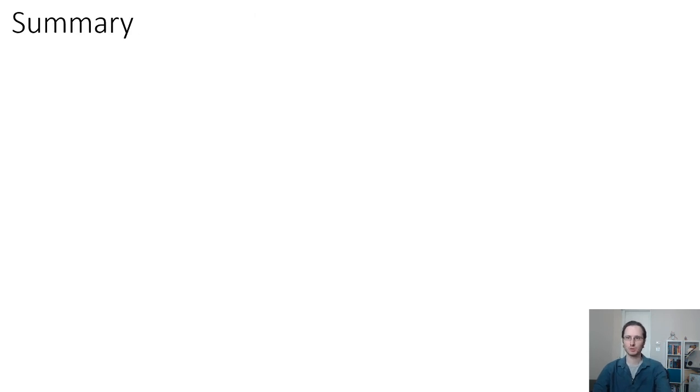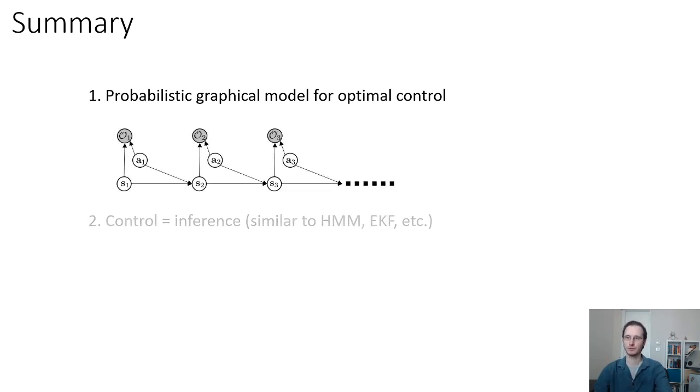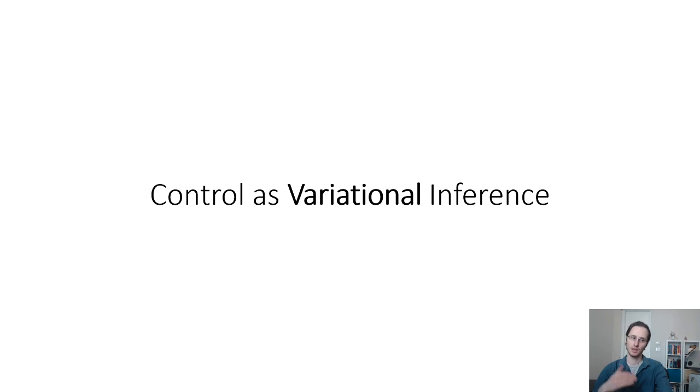All right, so to summarize, we talked about how we can derive a probabilistic graphical model for optimal control, which is this graphical model. We talked about how control can be framed as inference, very similar to hidden Markov models, Kalman filters, and so on. And how the resulting inference procedure is very similar to dynamic programming or value iteration, but using the softmax instead of a hardmax. In the next portion of the lecture, I'll talk about how we can use variational inference to improve on this framework.